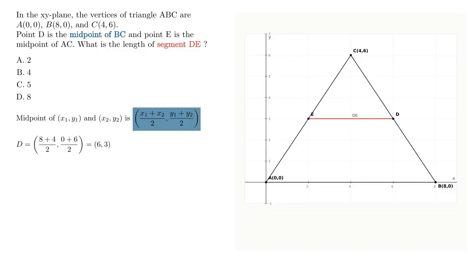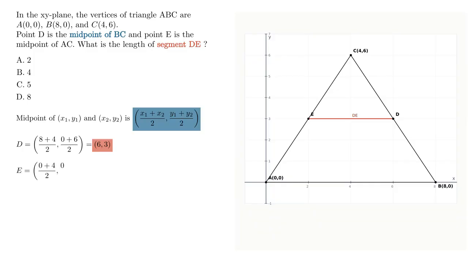D is the midpoint of B and C, so we average the coordinates of B, which is 8, 0, and C, which is 4, 6. This guarantees D is exactly halfway along segment BC. So D lands at x equals 6 and y equals 3.